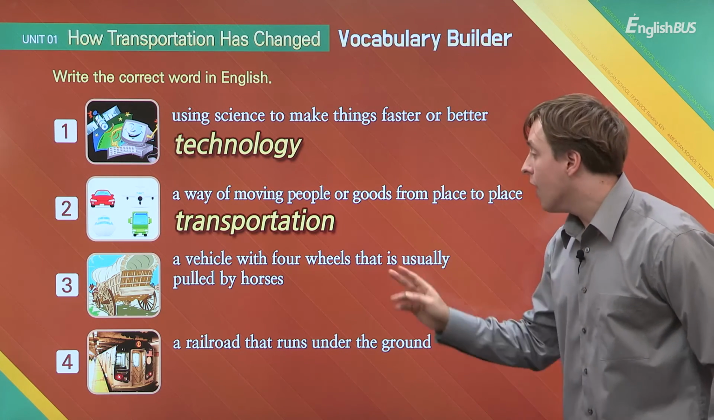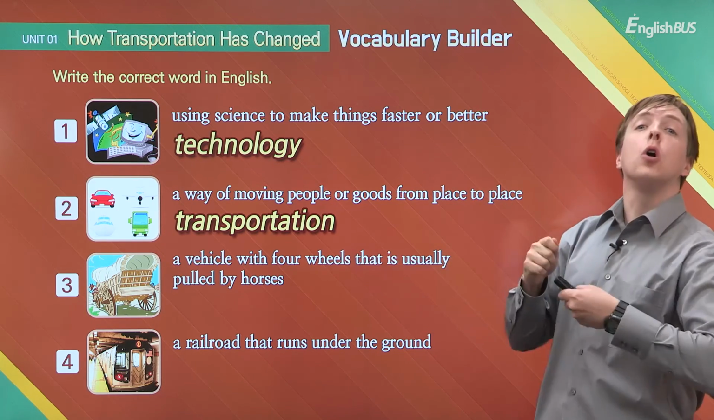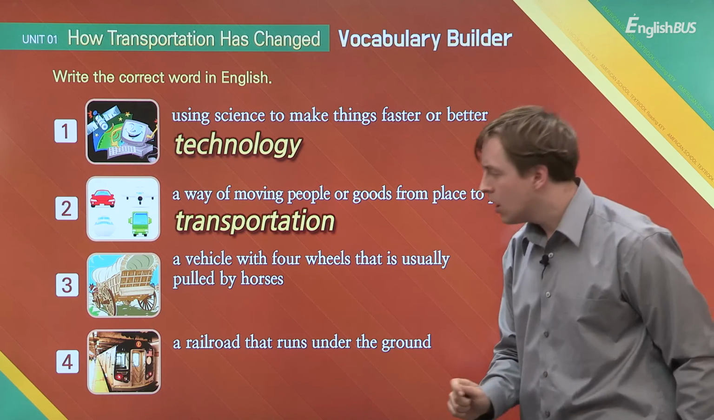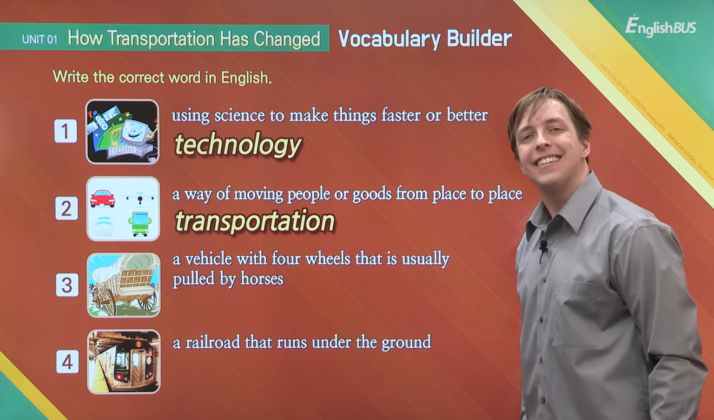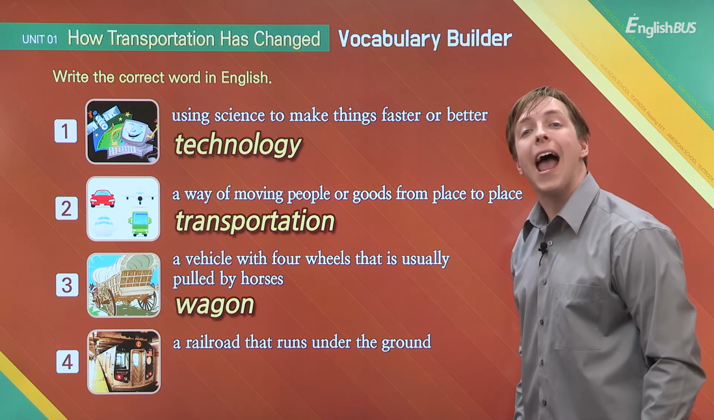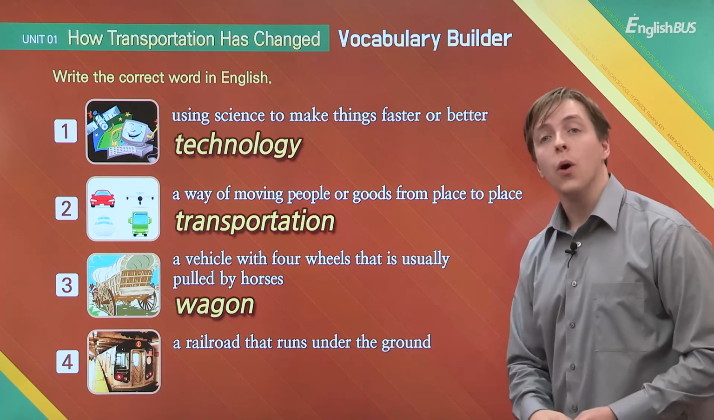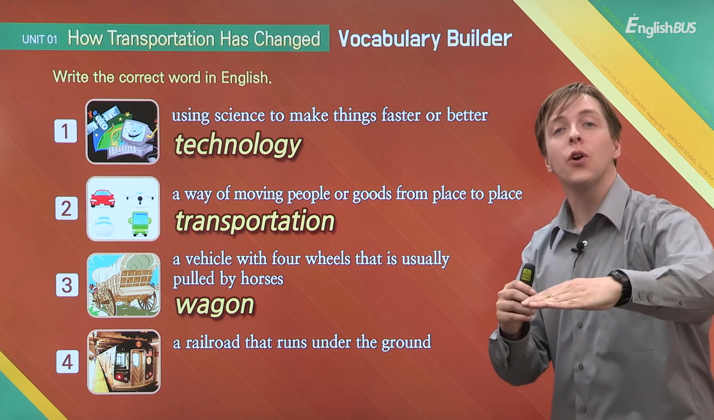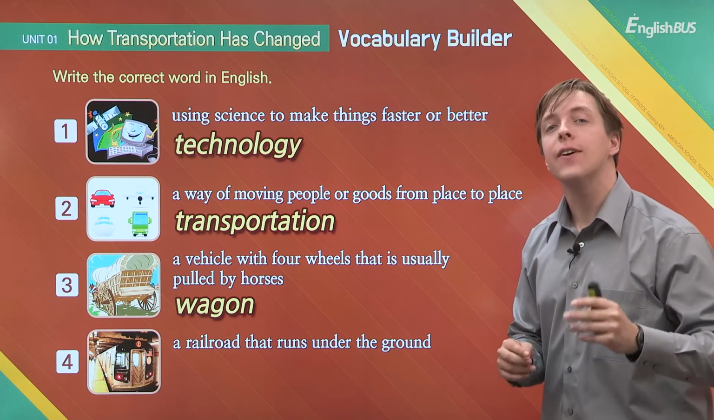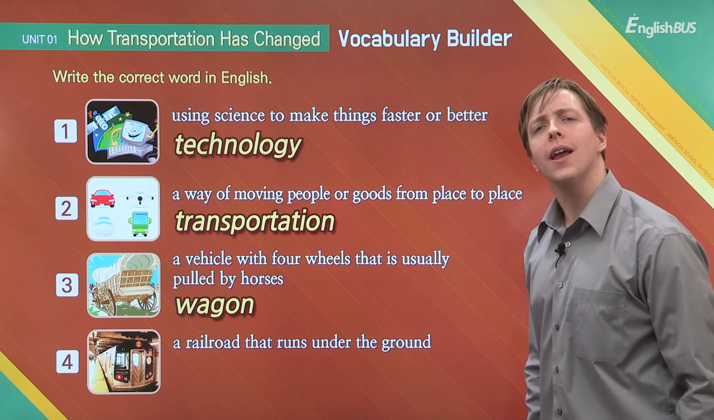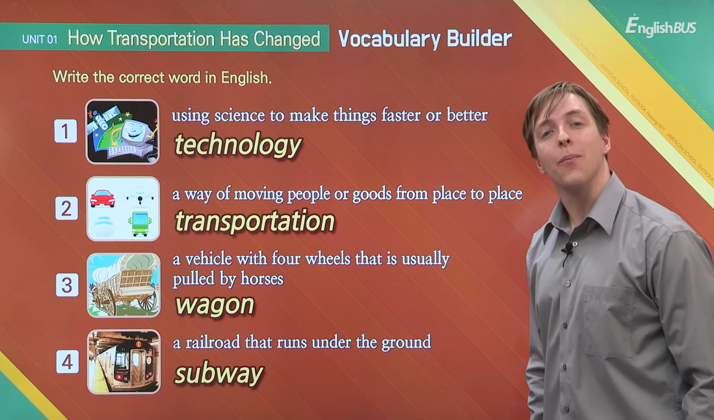Question 3. A vehicle with 4 wheels that is usually pulled by horses. So what is this vehicle called? That's it. It is a wagon. And question 4. A railroad that runs under the ground. I'll give you a hint. It's not a train, it's different. What is this word here? Excellent job. This is a subway.